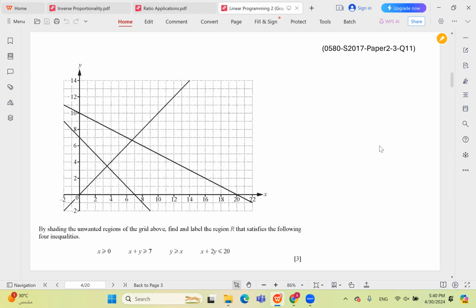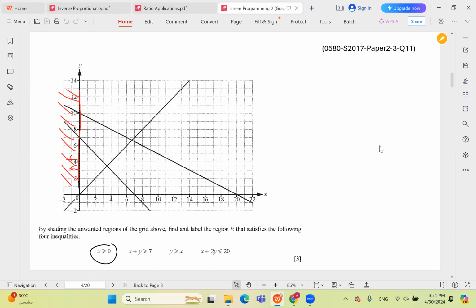By shading unwanted regions of the grid above, find and label the region R that satisfies the following four inequalities. So x is greater than or equal to 0. Of course, this is a vertical line that cuts the x-axis at 0. So this is the y-axis. And we want it to be greater than 0. So we want to remove less than 0, which is to the left. So I'm going to shade all of this here.